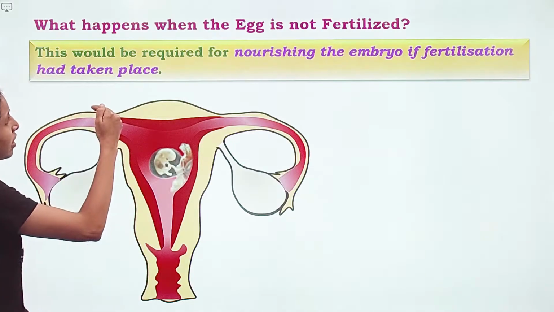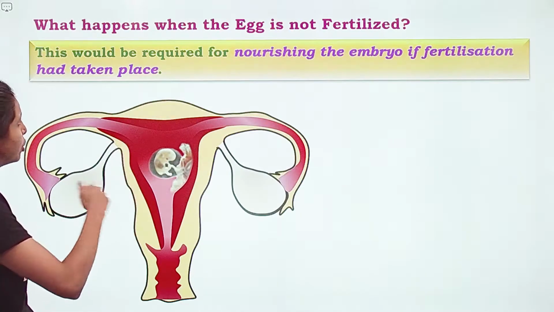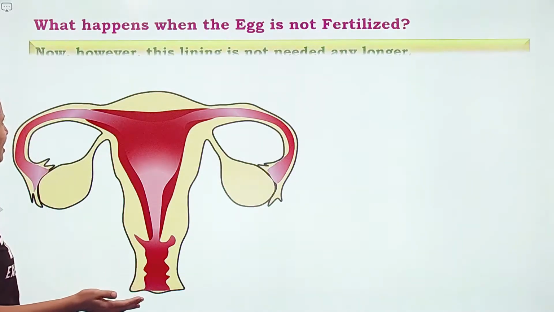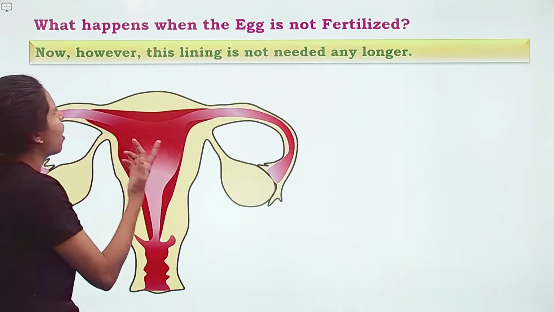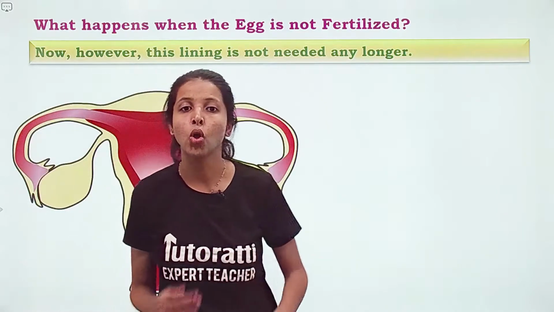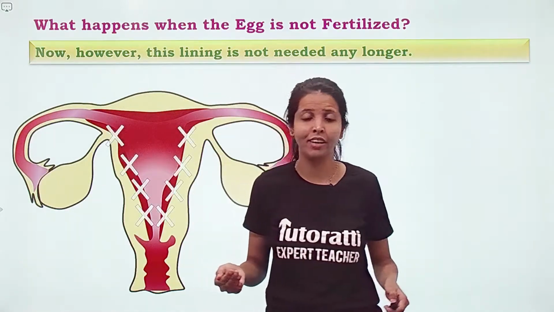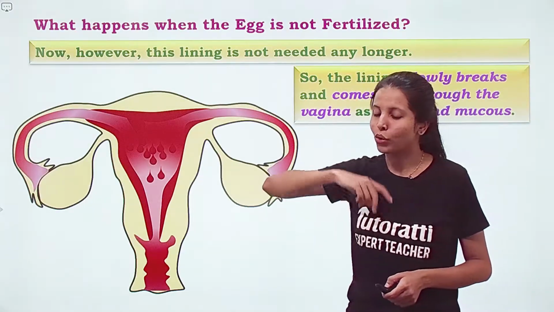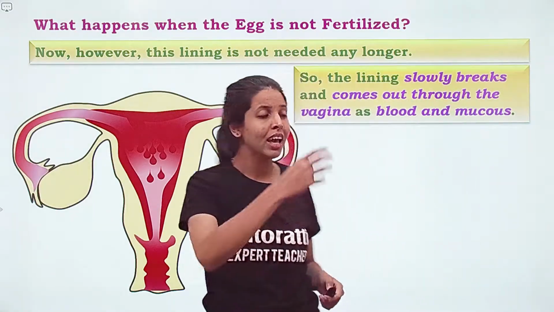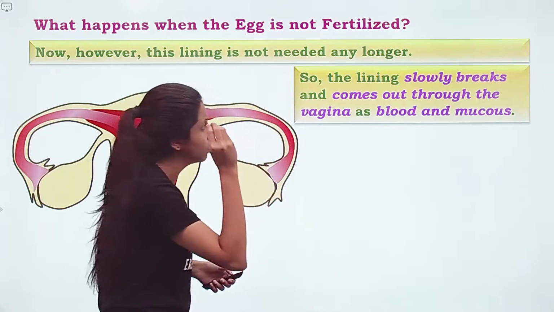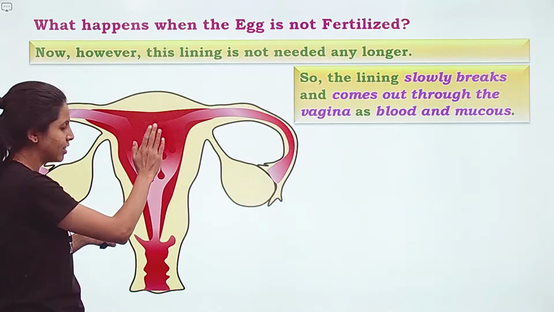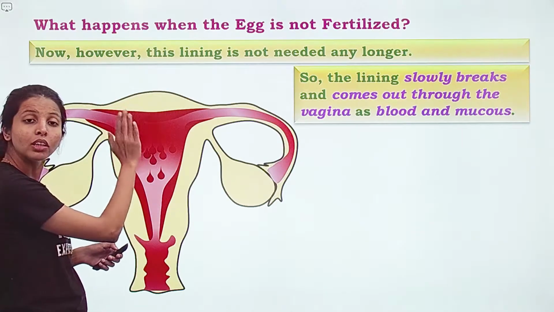It would have been required for nourishing the embryo if the fertilization had taken place. But since there is no such thing, now this lining is no longer needed. So what is going to happen kids? This lining is going to slowly break and it is going to come out through the vagina as blood and mucus. Understand this kids, ये लाइनिंग की ज़रूरत कब थी?